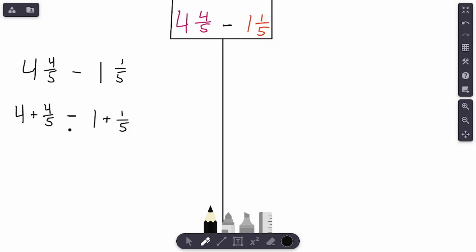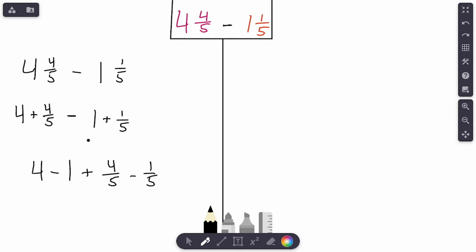So what I'm going to do is put the whole numbers together and the fractions together. So what we're going to have is 4 minus 1 plus 4/5 minus 1/5. And you'll see where we're getting all this information from. What we're doing is taking 4 plus 4/5 minus 1 plus 1/5. And so this is a way that we're going to solve it.